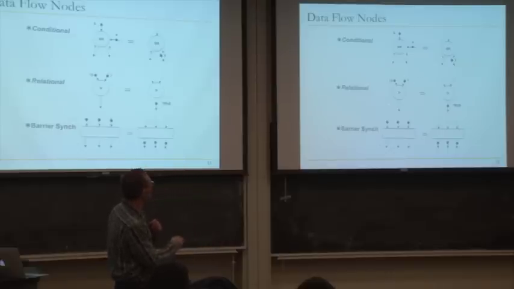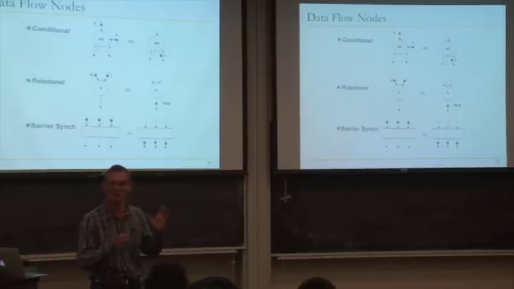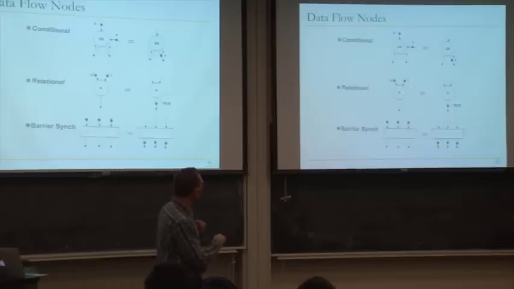You can do comparisons that evaluate to true outputs in this case, right? Basically, it's a greater than relational node. Is the X input greater than the Y input, or is the left input greater than the right input? Yeah, I should be consistent, left and right. Let's do it that way. And you generate a true token.